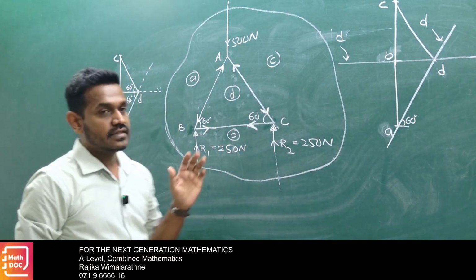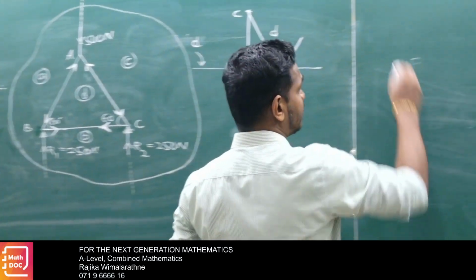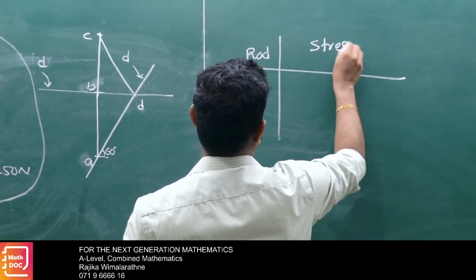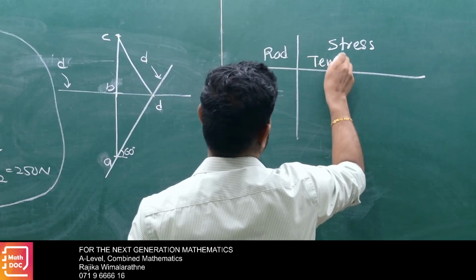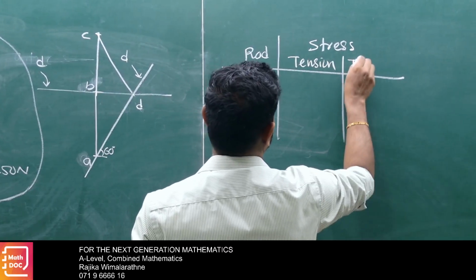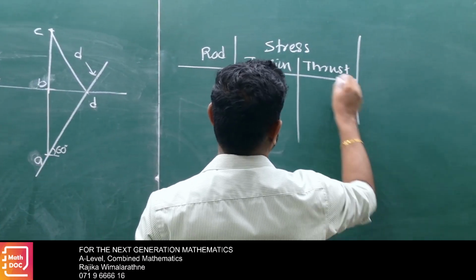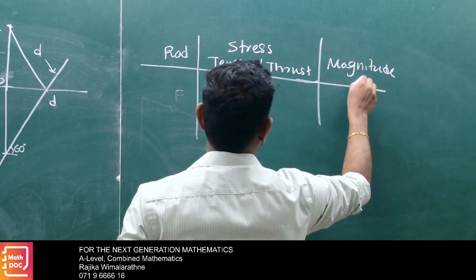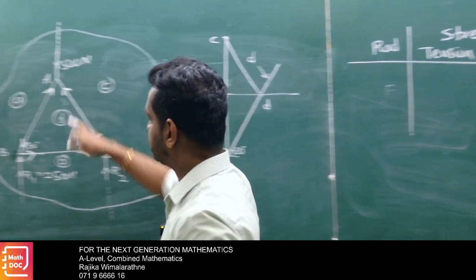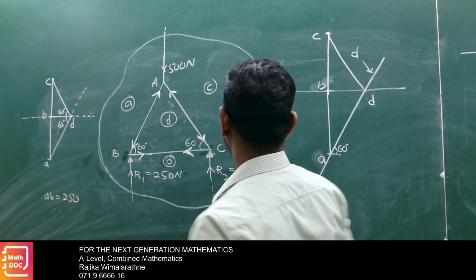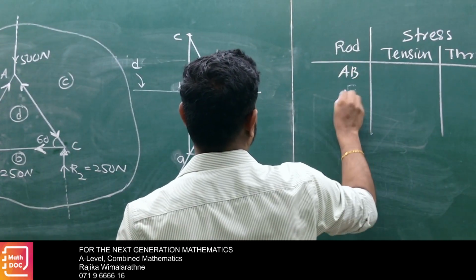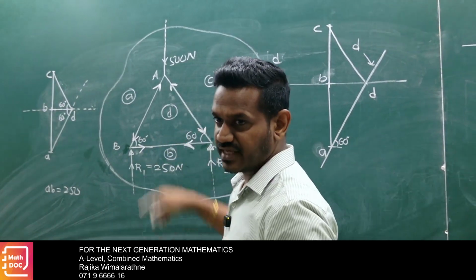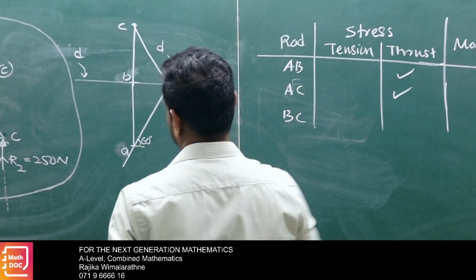Okay. Then complete the table: rod, stress, tension, thrust, magnitude. Do with me. So we have three rods, AB, AC, BC. Then AB, AC, thrust, no? AB, AC, thrust. BC, tension.